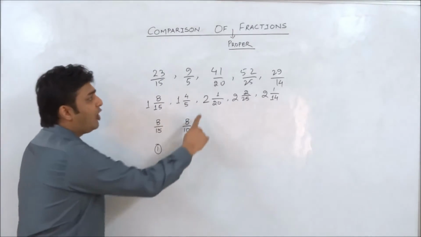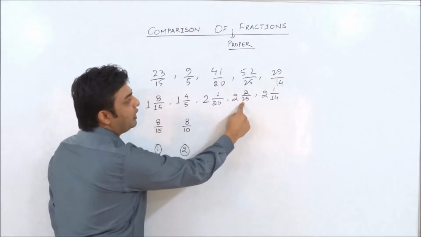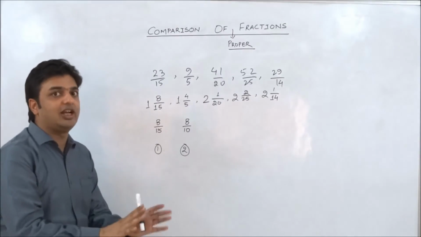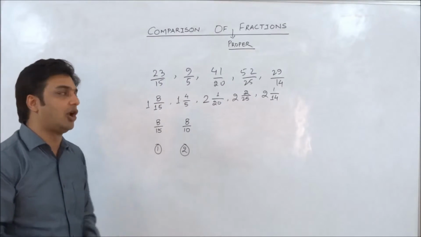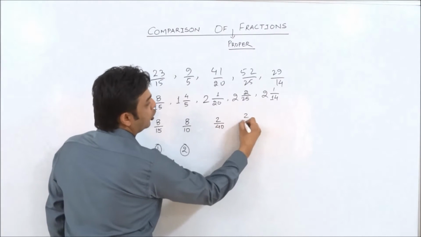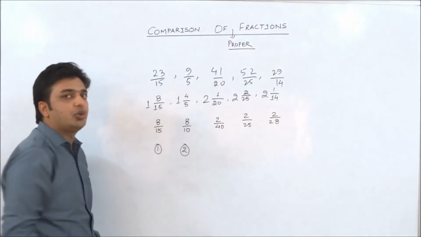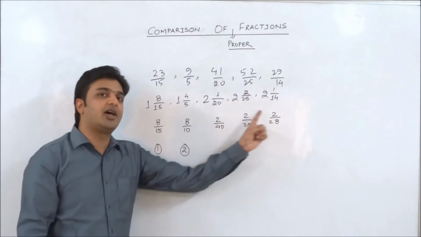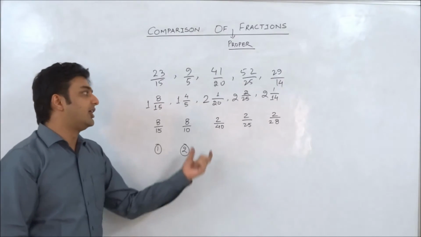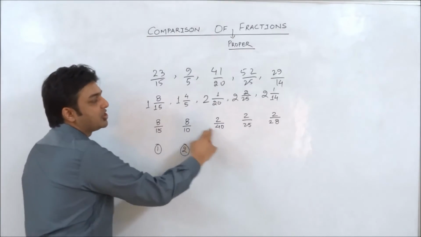Similarly, what about these three numbers? Here it is 1 by 20, here it is 2 by 25, here it is 1 by 14. The integer part is the same, so we can conveniently ignore the integer part as of now. So this can be written as 2 by 40, 2 by 25 and 2 by 28. Again, as you can see, the numerator part is the same. So just by comparing the denominator part, we can see the greater the denominator, the smaller the number. So this is going to be the smallest among these three.